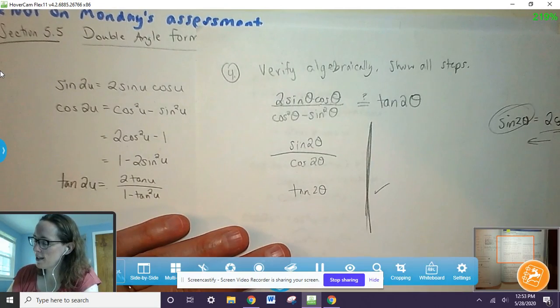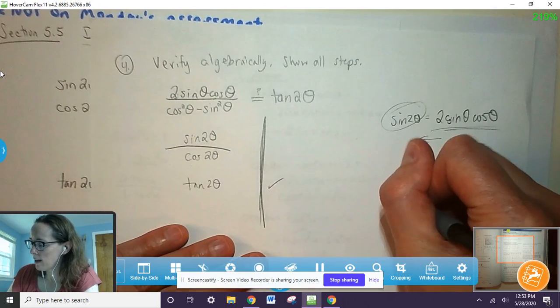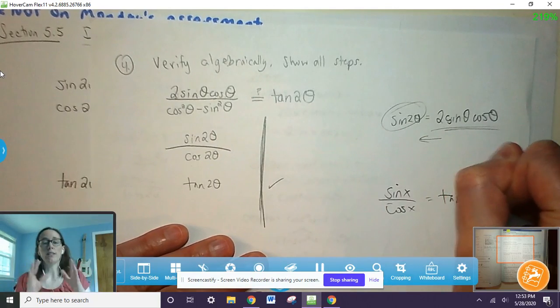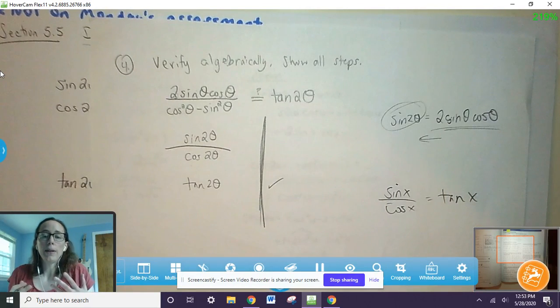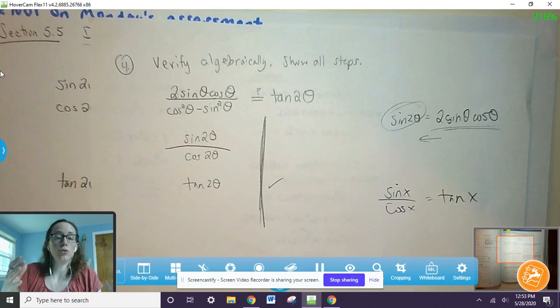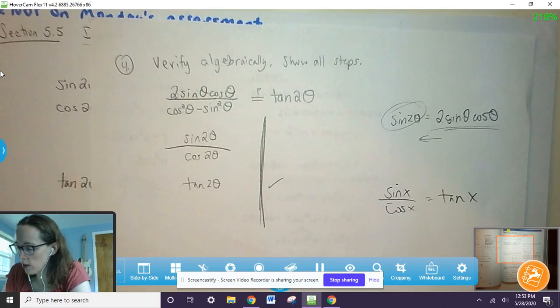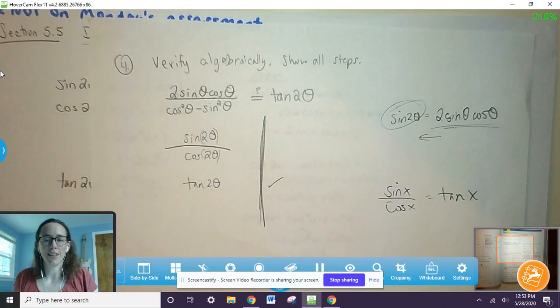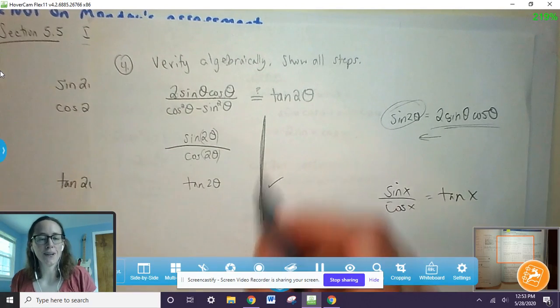Because the quotient identity that we're using here says if you have sine of an angle over cosine of an angle, then that's equal to tangent of the very same angle. So what's happening here is just our angle is 2 theta. Instead of being x or theta or just u, it's 2 theta. So sine of 2 theta over cosine of 2 theta ends up being tangent of 2 theta. And we're finished. Another pretty quick one.